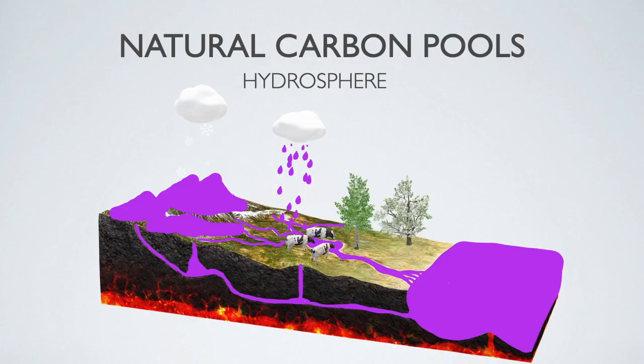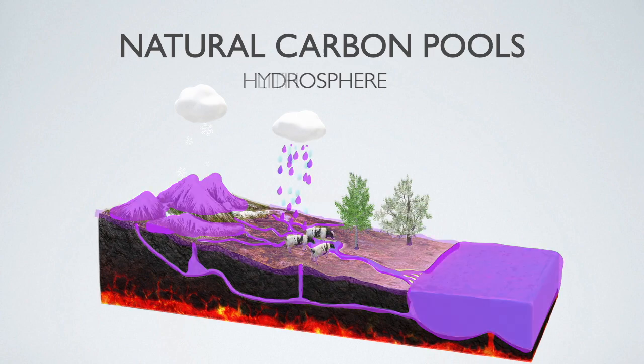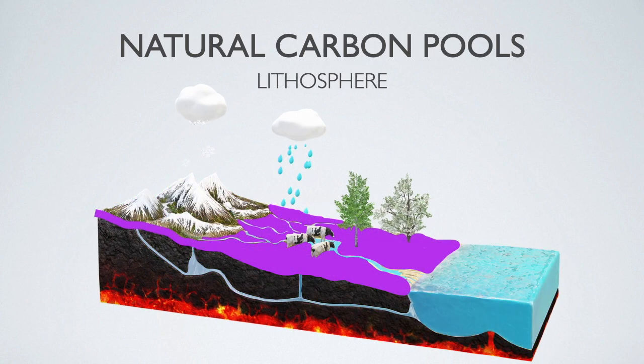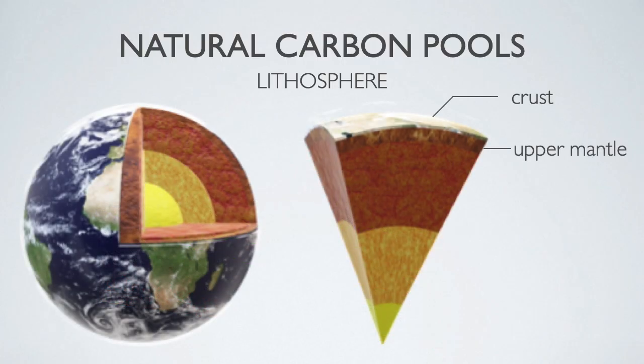It can be in liquid form, such as oceans, rivers, and groundwater, for example, as well as in solid form, for example glaciers and snow, but also in gaseous form, the water vapor. The last pool of carbon is the lithosphere, which is the rigid envelope on the surface of the Earth. The lithosphere includes the Earth's crust and part of the upper mantle.